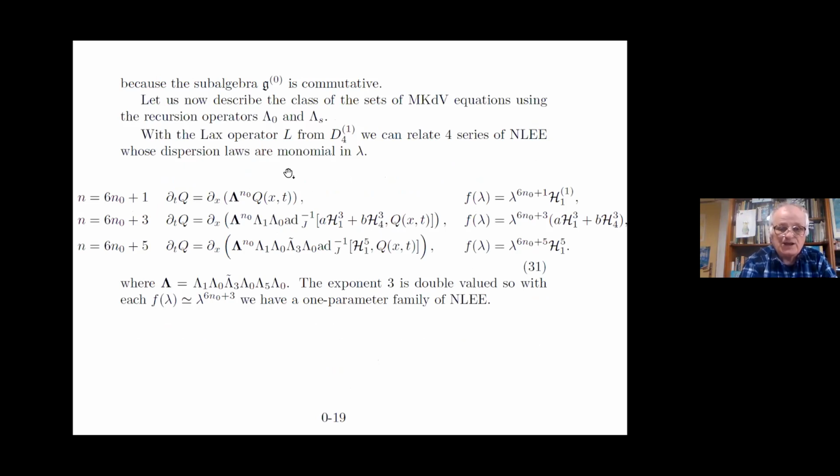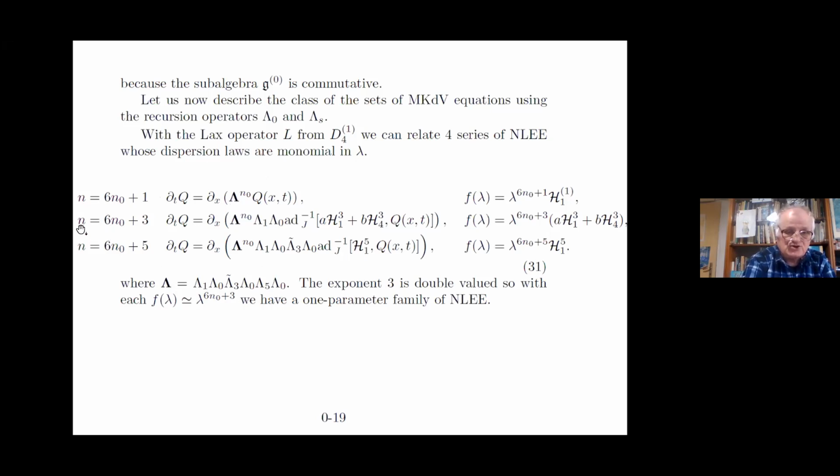So with each such Lax operator we have a hierarchy of nonlinear evolution equations, which of course is determined by the leading term of the Lax operator in the M operator. So here in D4^(1), we have three possibilities. The first possibility is that the number n is equal to 6 times some other integer number, n0, plus 1. Then the result of this is this nonlinear evolution equation, where by bold-faced lambda, I have denoted the master recursion operator. It is a product of all necessary elementary recursion operators that are necessary to construct these equations.